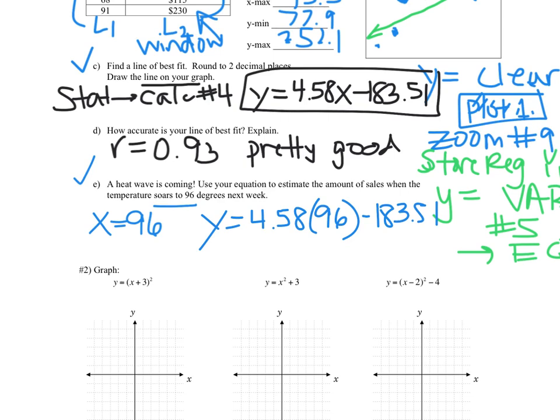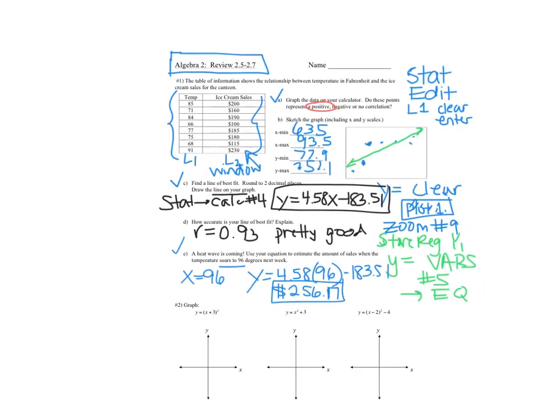But I'm just going to use my equation right now because it's not too hard. You guys know how to plug numbers in. And so then we get that the sales would be $256.17. So a lot of ice cream being sold there. All right, so that is all of 2.5.